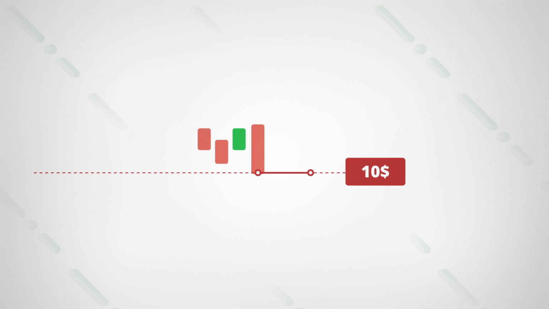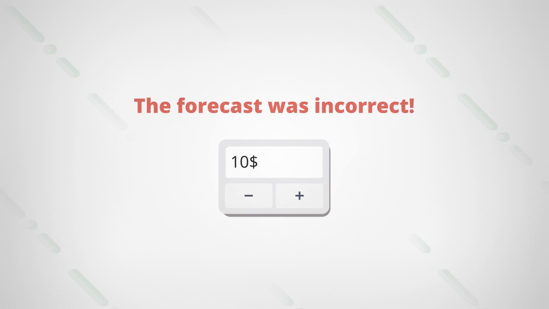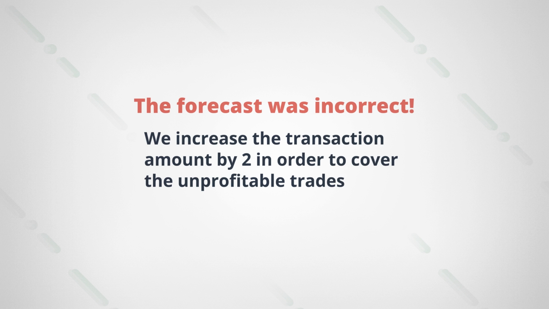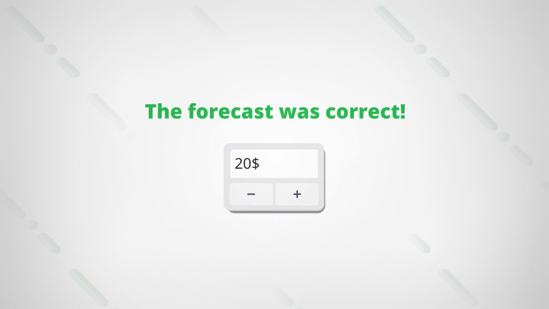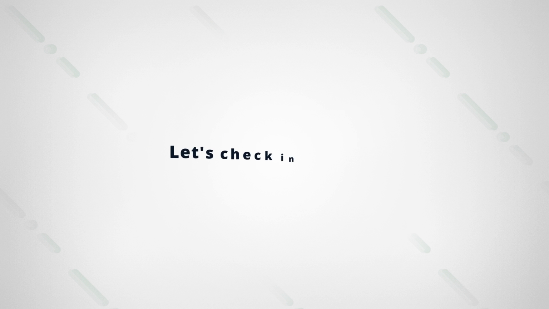We advise always starting with a small amount. If your prediction proves wrong, just double the amount of the next trade. The income from the correct prediction will therefore cover the previous loss. When your prediction is correct, go back to the small initial amount of the trade. Let's test the strategy in practice.